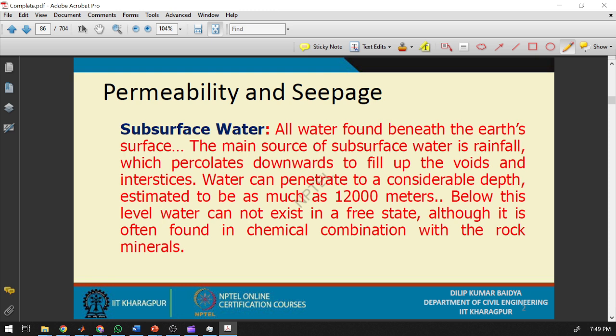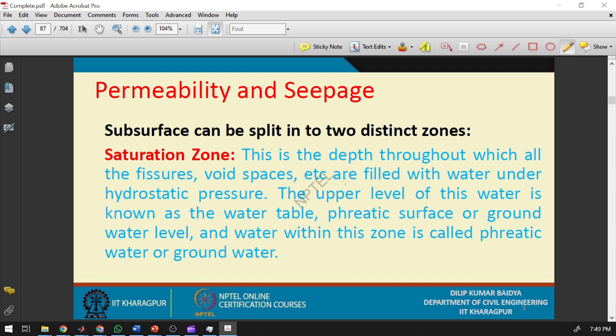In what forms do we have water in soil? We can have groundwater, we have subsurface water, we can have water associated with soil, as in normal water in the soil. We can have bound water, we can have capillary zone water. So these are the different types of water that you have. All water found beneath the earth's surface, the main source being rainfall, percolates downwards. Okay, saturation zone.